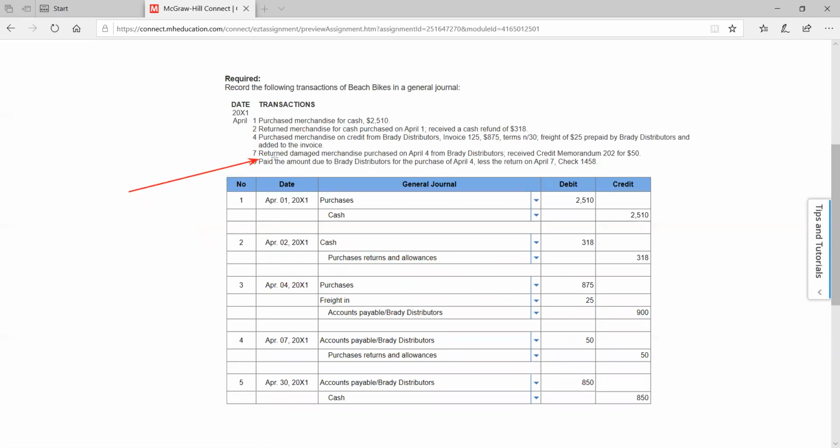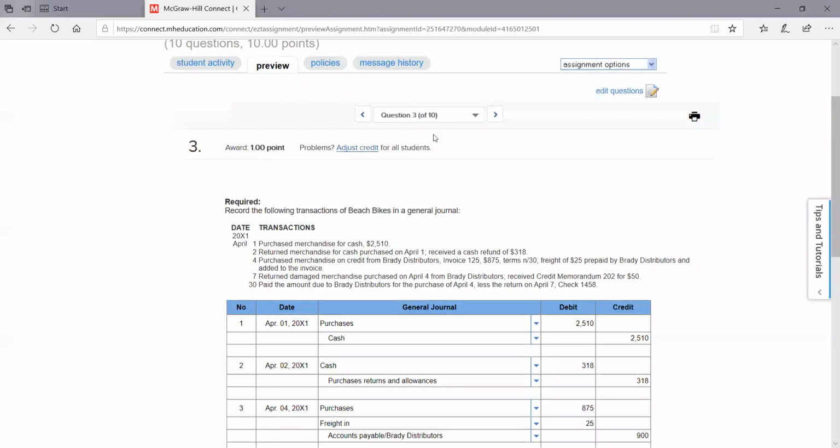On the 7th, says we had some return of some damaged merchandise, and it was a credit return. So you simply debit AP for 50 and credit your purchase return. So notice the difference between the 7th and the 2nd. It's just that this was a cash return and this one was a credit return. Finally, we paid part of what we owed for 850. Debit AP, credit cash 850 on this one. All righty, that's number 3.